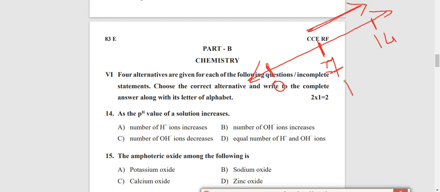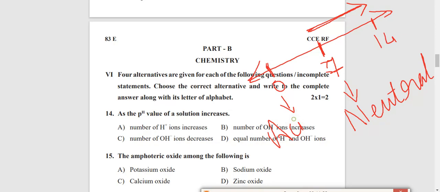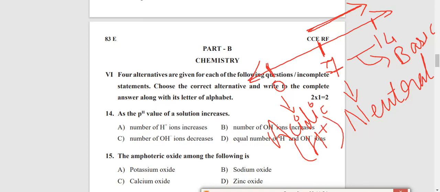So 7 is called the neutral solution. If the pH value is 7, then we call it a neutral solution. If the pH value will be 0 to 7, then we call them acidic solution. And if the pH value will be from 7 to 14, we call them basic solution. So what do we understand by acidic solution? H plus ions. Basic solution means OH minus ions.